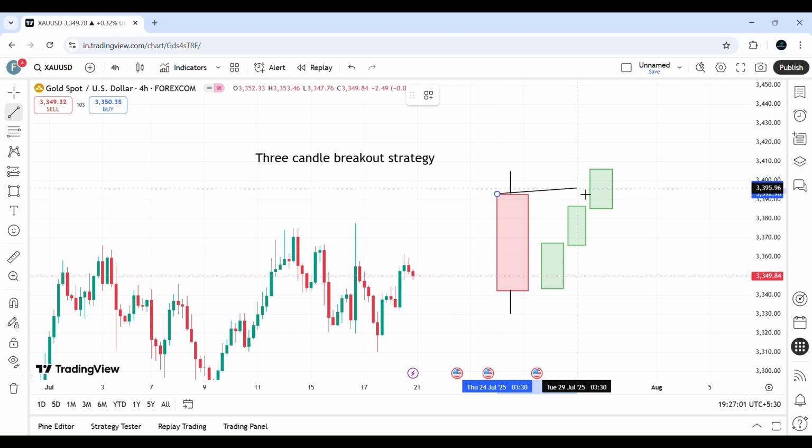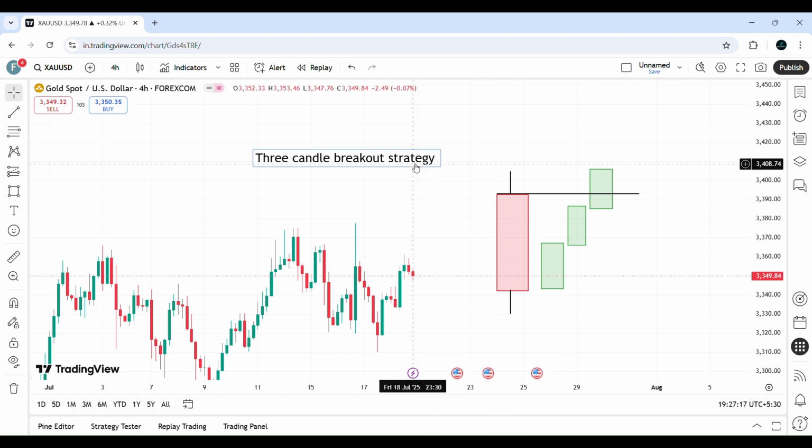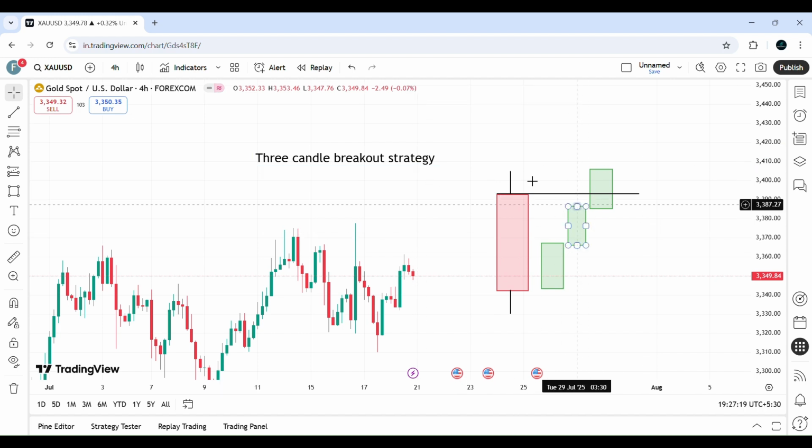Oh, sorry, I mean not high, the open price. That's my mistake. Sorry, I didn't mean the high. I meant the open price. It took three bullish candles to break this bearish candle's open price. So this is basically the concept of the three candle breakout strategy. It doesn't matter if this candle breaks the bearish candle's shadow or not. All we have to see is the closing of the bullish candle is above the opening of the bearish candle.